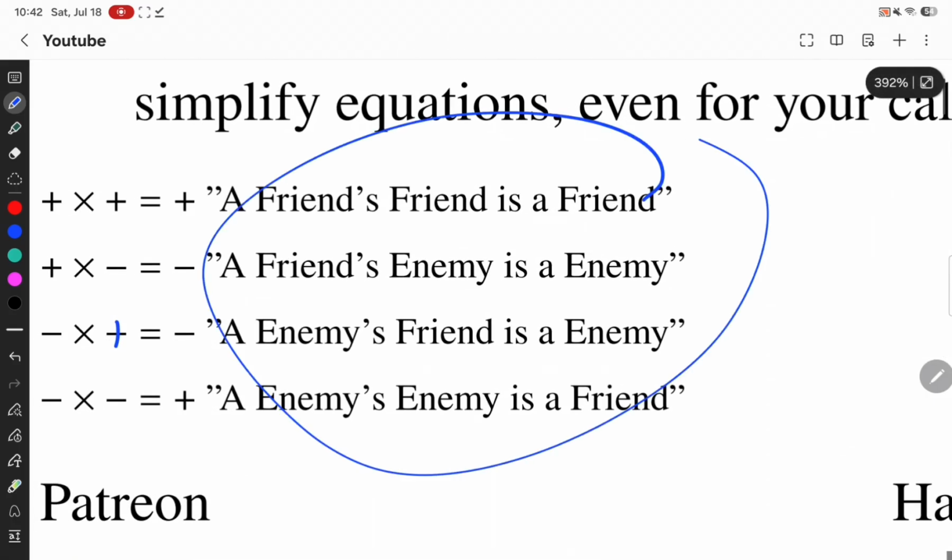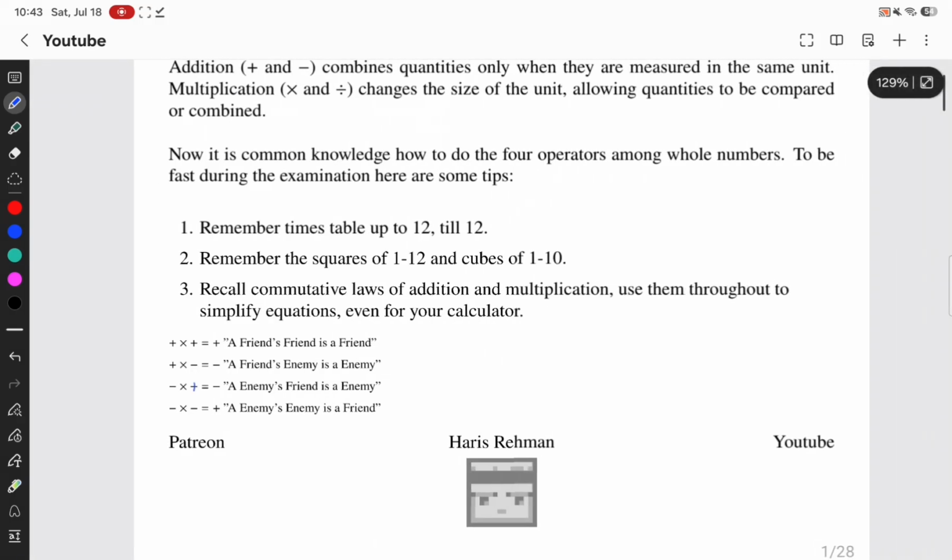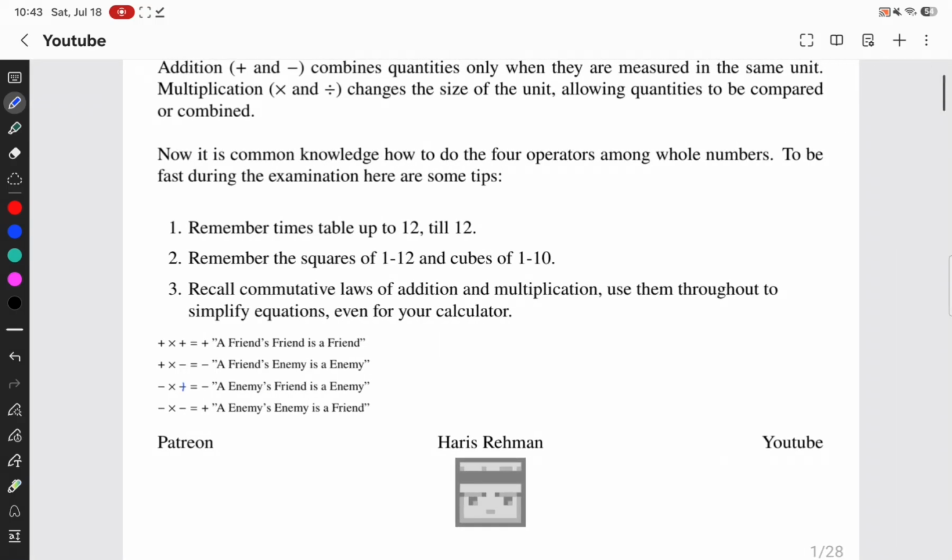I've made this acronym if you want. A friend's friend is a friend. A friend's enemy is an enemy. An enemy's friend is an enemy. And an enemy's enemy is a friend. It's better; people in Pakistan learn it by using it in Urdu. So yeah.